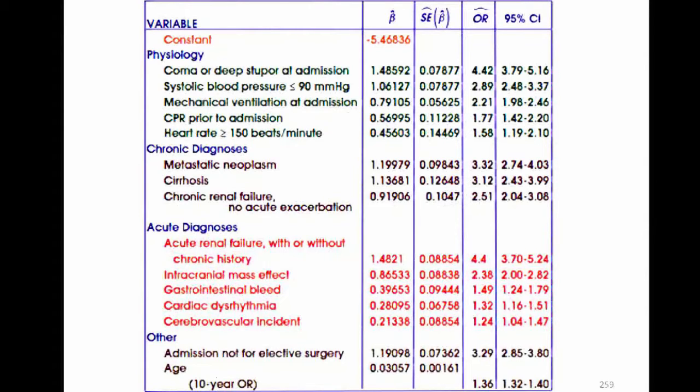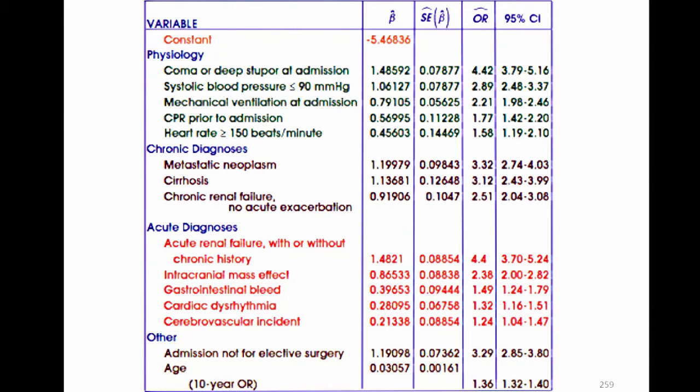And from our model, this is the NPM0. This is the model that estimates the probability of mortality based on data available at the time of admission to the ICU. And there were 12,610 patients who were in this developmental data set.